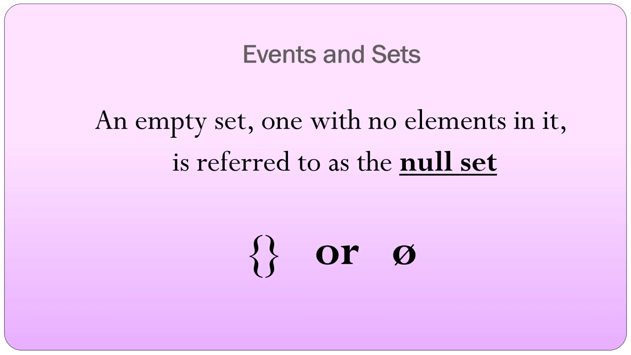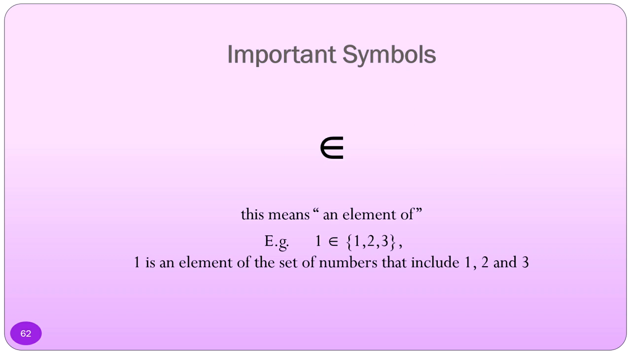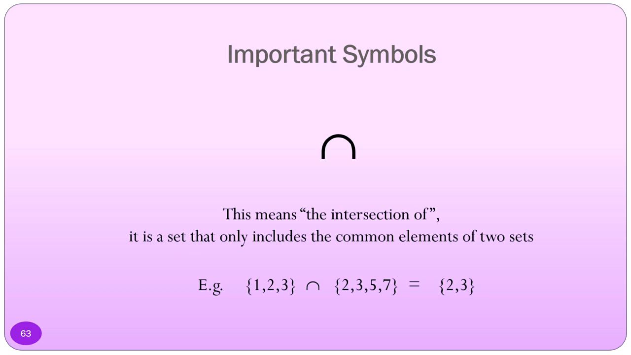Okay, some important symbols. All right, so this symbol means an element of. So, for example, 1 is an element of the set 1, 2, and 3. This means the intersection of, right? So it's a set that only includes the common elements of two sets. So if the first set is 1, 2, and 3, and the second set is 2, 3, 5, and 7, then 2 and 2, 3 and 3, those are the only common elements. So the intersection of {1, 2, 3} and {2, 3, 5, 7} is going to be a new set, {2, 3}.